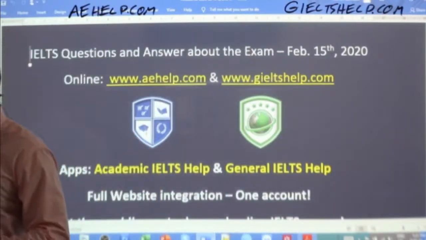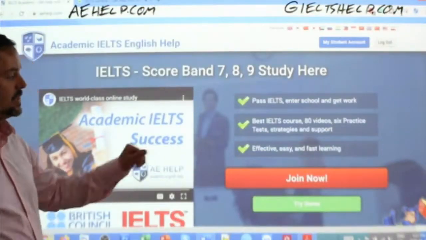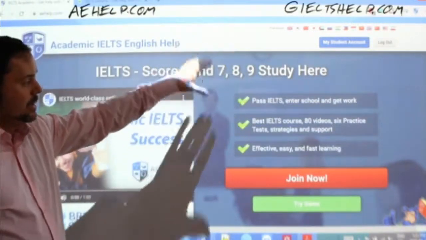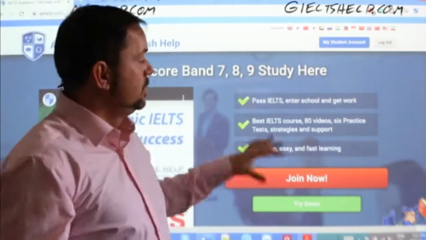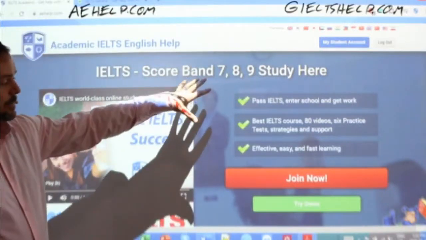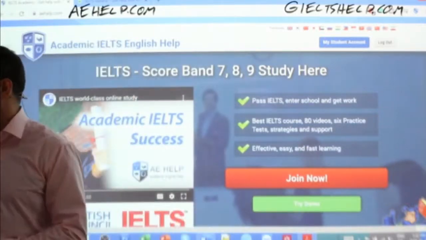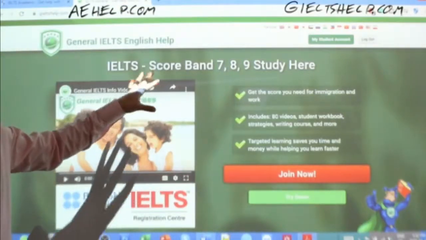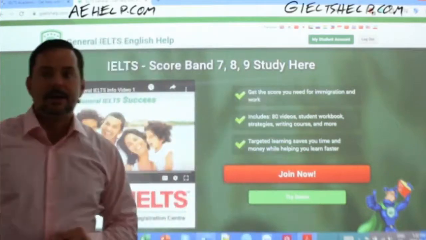Let's take a quick peek at those websites. You can find a lot of answers to questions in the websites here. This is the academic website here. And members, depending on your membership level, you have access to different parts of this website. So you can find a lot of answers here. This is the academic website with the blue background. You can click that big red button to join the premium membership. And this is the general IELTS website here with the green background at gieltshelp.com. And you can click that big red button to join.